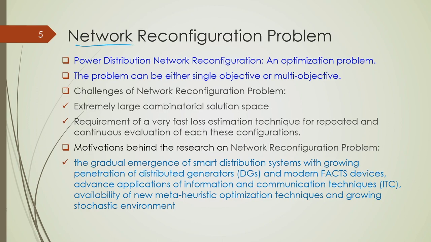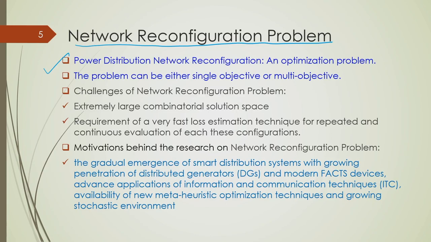Now, network reconfiguration is essentially an optimization problem. Similar to power distribution network planning, power distribution network reconfiguration is essentially an optimization problem. Since it is an optimization problem, we can formulate it as either a single objective or a multi-objective optimization problem. The single objective problem has only one objective function, which we need to optimize under certain constraints, okay. In a multi-objective optimization problem, we have multiple objective functions, which we need to simultaneously optimize under certain constraints, okay. Now, what are the challenges we have in this reconfiguration problem?